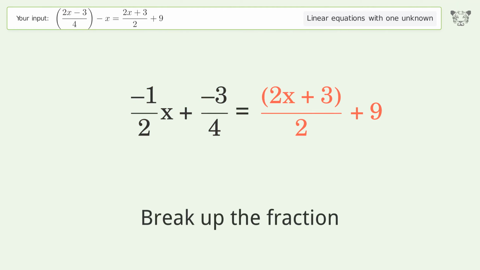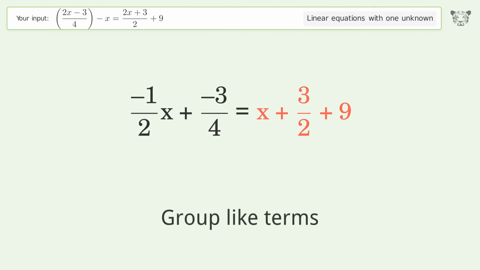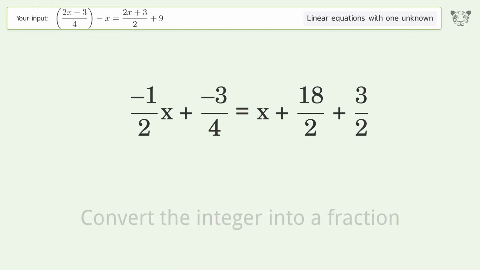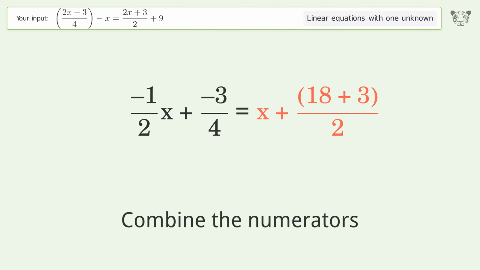Break up the fraction. Simplify the fraction. Group like terms. Convert the integer into a fraction. Combine the fractions. Combine the numerators.